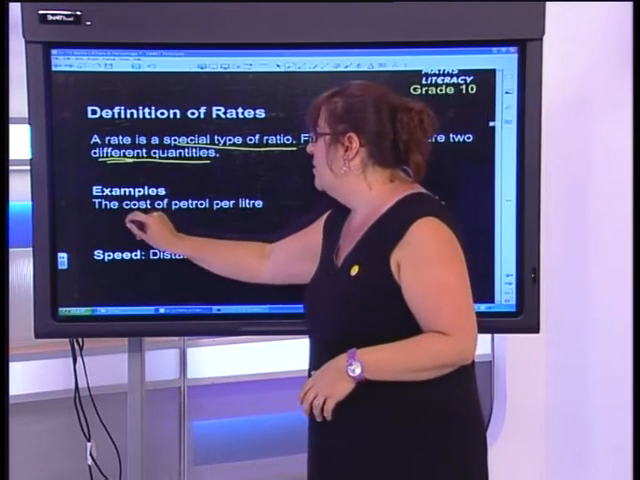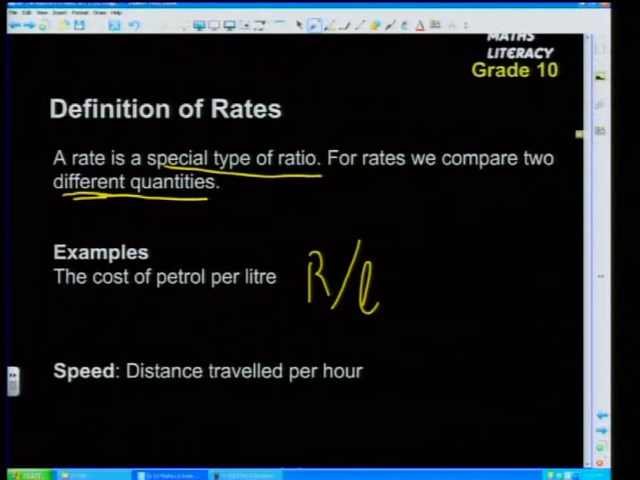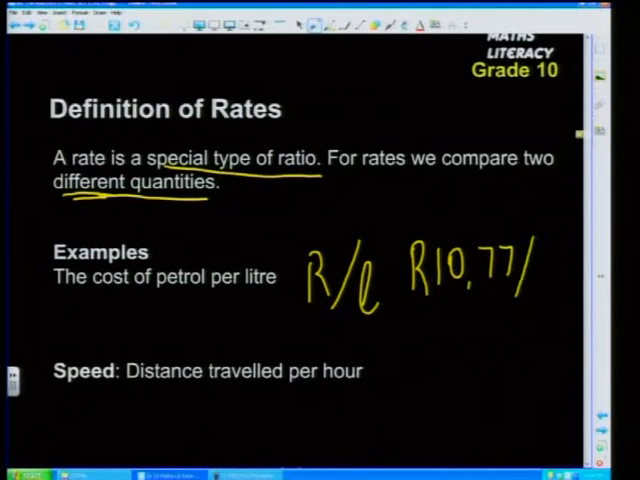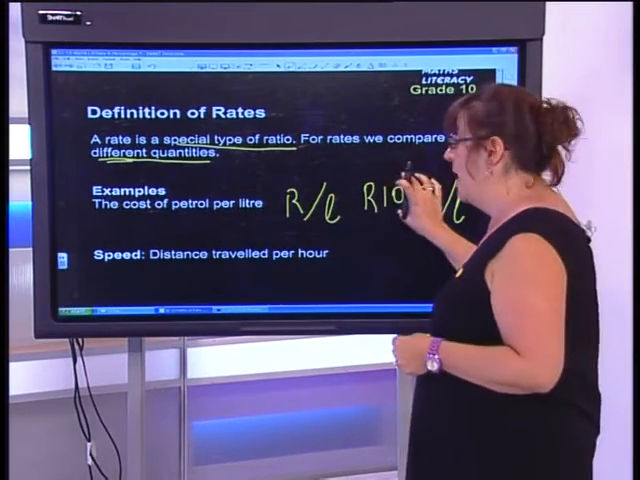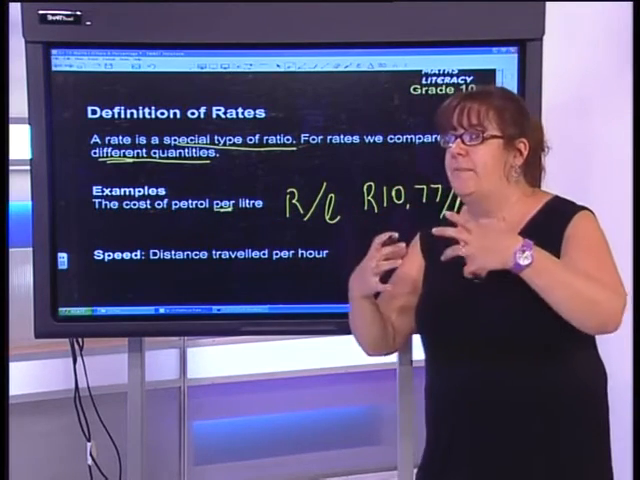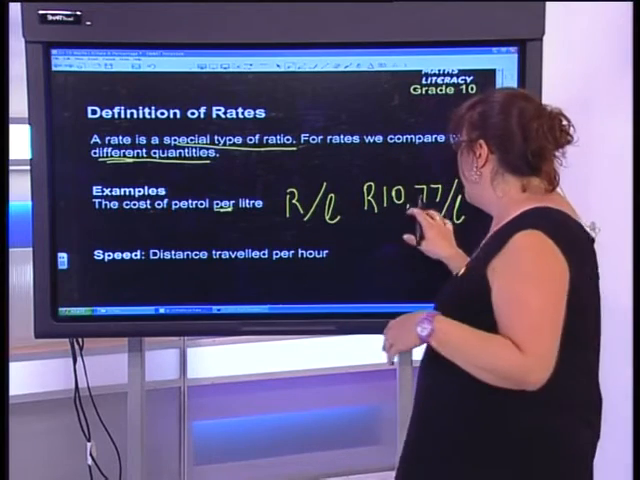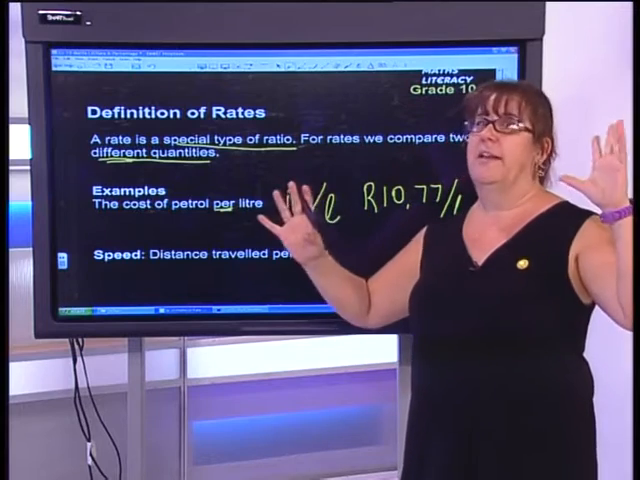So look at some examples. The cost of petrol per litre. We would talk about rands per litre. Now that's very important. What is our petrol price at the moment? I think our petrol price is 10 Rand 77 per litre. And we hope that's not going to go up too soon, but I have a feeling it will. We're looking at two different values: how much money, and how many litres. And remember, the per means divided by, and litre will always mean 1. So we're paying at the moment 10 Rand 77 for 1 litre. Now that seems like a huge amount of money.